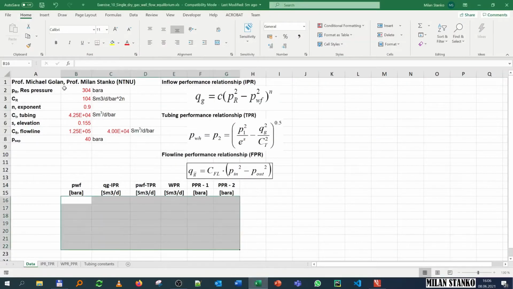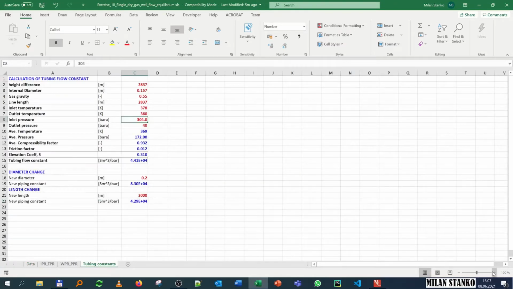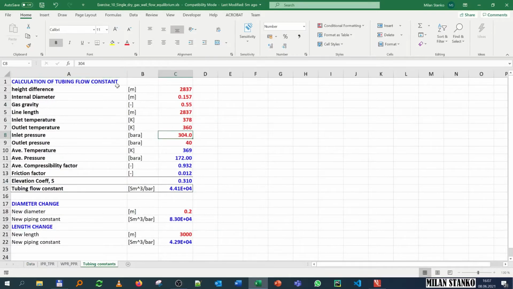Okay, so we have here all the data. We have C, N, CT, and S. And you will see these values were calculated using the equation that we discussed in the previous lecture. Okay, and these are the details of the calculation of the CT and S. So we are assuming a vertical tubing. Where is the angle? It's not here, but the length and the height difference are the same. So this means that it's a vertical tubing. It has a size of 0.157 meters. I think this is 6 inch.